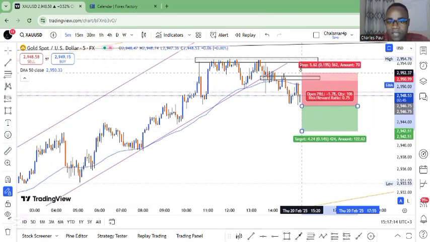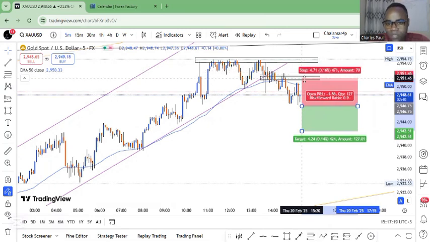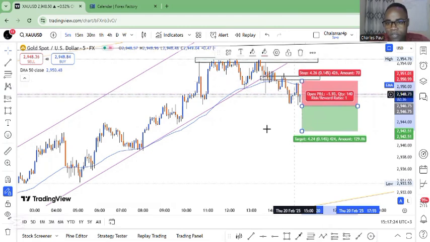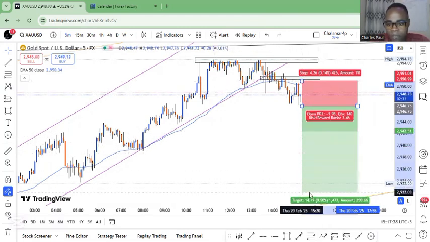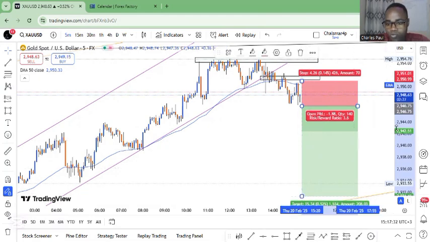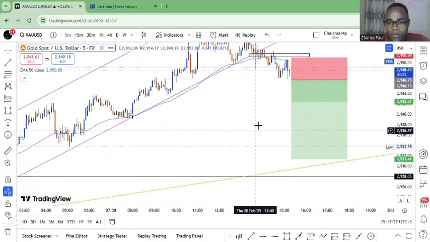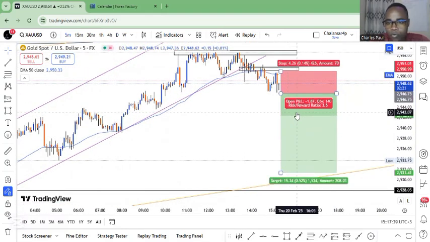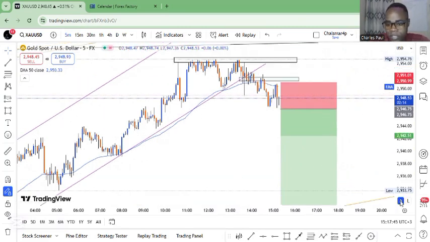I need to take a sell with a stop loss as minimal as I can. Let me put a stop loss at this point, and then where has to be my target? My target has to be at this point, guys, which will be equal to 153 pips. 153 pips with a stop loss of 42 pips. 42 pips is the stop loss, and then a 153 pips profit target.